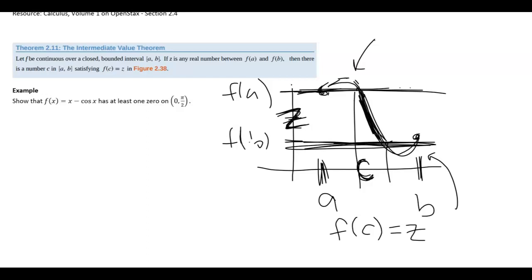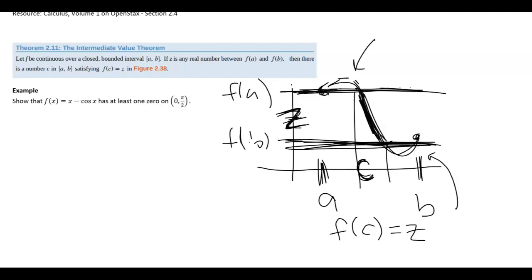Now it is not guaranteed to have any numbers outside of that range. So you might have ups and downs. Those are not guaranteed to be hit. Only numbers between those two y values are guaranteed by this theorem. And it's really helpful for zeros. So show that this has at least one zero on this interval.